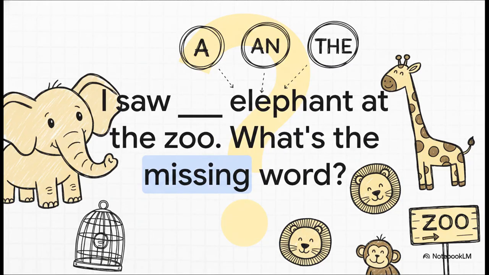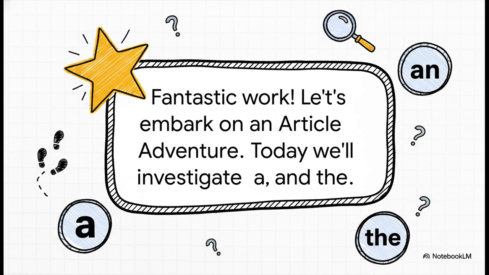Okay, here is our very first clue. Take a look at this sentence. I saw blank elephant at the zoo. What little word do you think fits right in there? Is it a? Is it an? Maybe the? Let's see if you've already got a handle on this case. If you guessed an, you are absolutely right. You've just cracked the first part of the mystery.